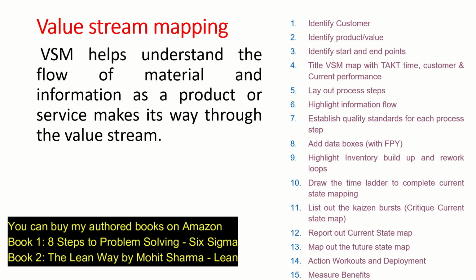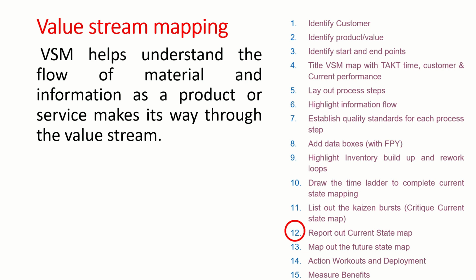The next thing that the team has to do is to list out the Kaizens and then report out the current state map to the customer or to the process for which the value stream map has been defined. Map out the future state map, action workouts and deployments, and then you should measure the benefits. So these all are the steps that should be included as part of a VSM activity.